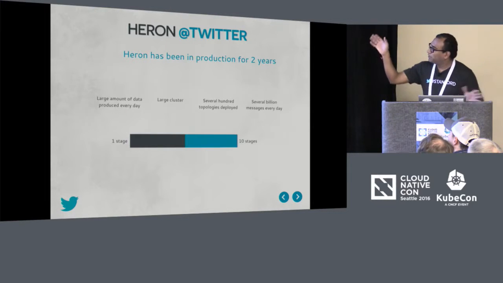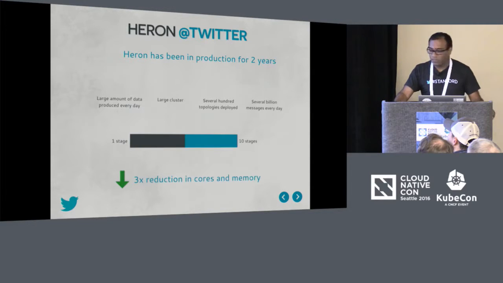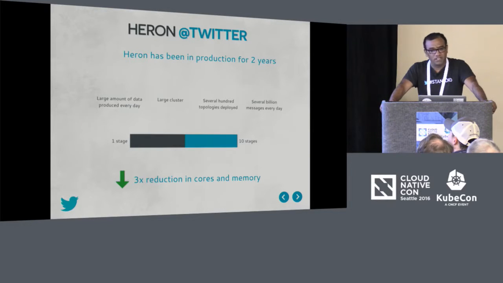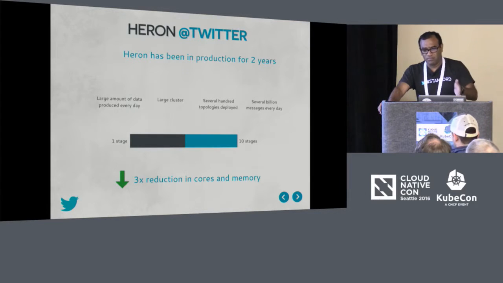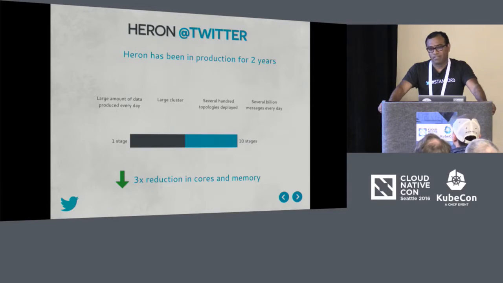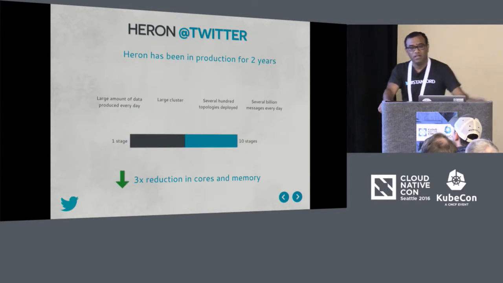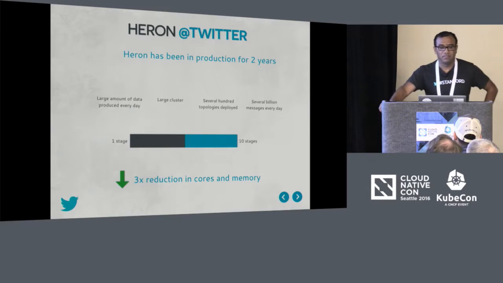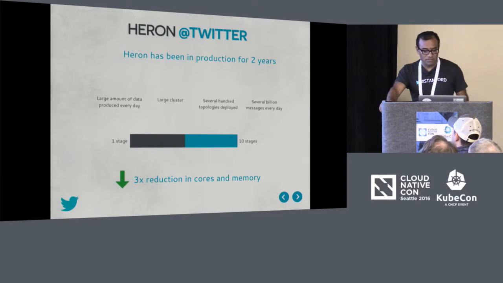I cannot give out the actual numbers, but some of the jobs vary from 1 stage to 2 stages to 10 stages. One thing that we got after moving from Storm to Heron, one of the biggest things, is a 3x reduction in cores and memory. We made the system so efficient in terms of moving data and various other things. We were running around 3,500 to 4,000 nodes on Storm, and we brought it down to less than 1,500 nodes. So that is a huge savings in CapEx as well as the operational aspect. That was one of the highlights.